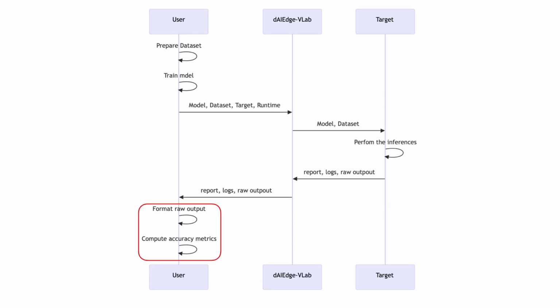Finally, we will format the raw outputs given by the targets. This will allow you to extract what were the predictions that the model made on the dataset. Then we will compute the accuracy metrics and see if everything went well.